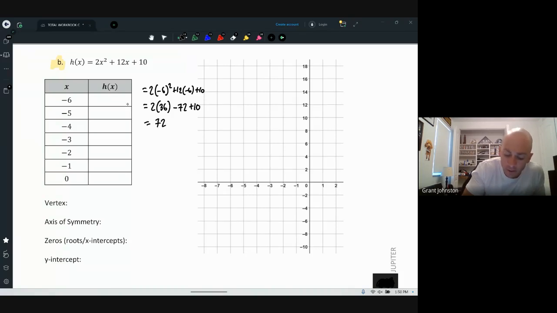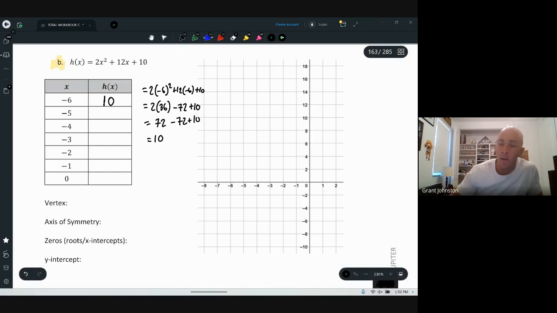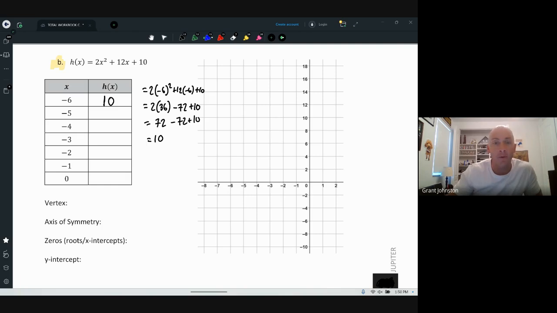2 times 36 is 72. So 72 minus 72 plus 10 equals 10. Oh my, I wrote really fast there. Sorry about that. But that's for -6. I'm going to keep that up there. I might have to erase in a second because I'm going to run out of space. It might be easier if you do this on a separate sheet of paper too.